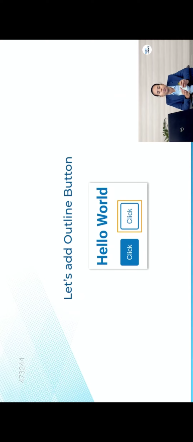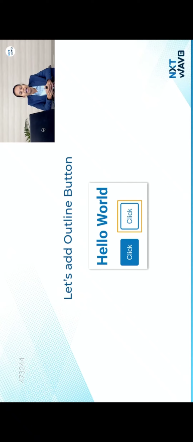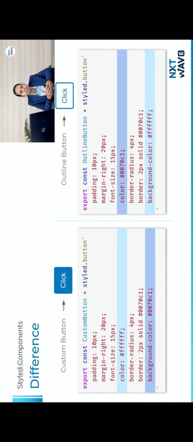Now, let's say we want to add another button. So it's like an outline styling, right? So let's say we want to add this outline button. So let's see how to do it. So firstly, what do we do? We add this style component, right? So the custom button that we have added, that is the styling corresponding to it. And coming to the outline button that we want to add, this is the styling that we want to achieve.